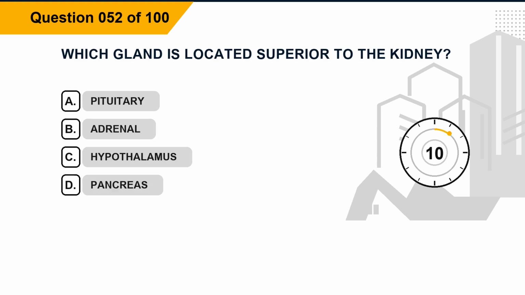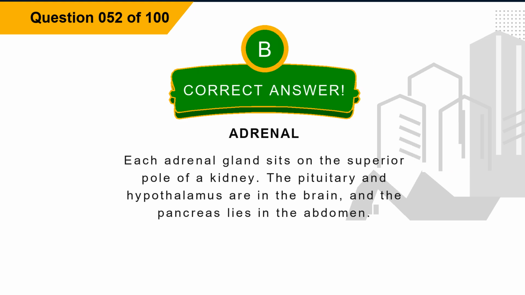Question 52. Which gland is located superior to the kidney? Option A, pituitary. Option B, adrenal. Option C, hypothalamus. Option D, pancreas. The correct answer is option B, adrenal. Explanation: each adrenal gland sits on the superior pole of a kidney. The pituitary and hypothalamus are in the brain, and the pancreas lies in the abdomen.